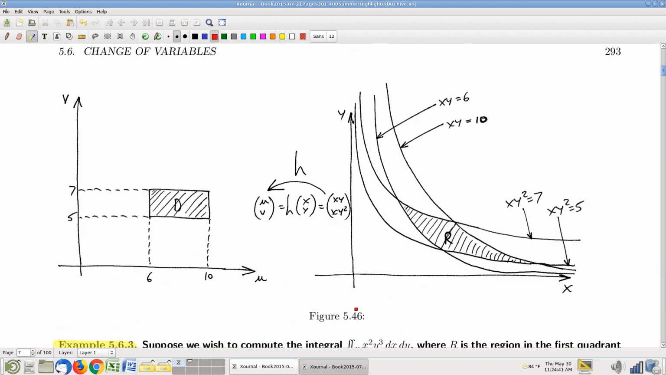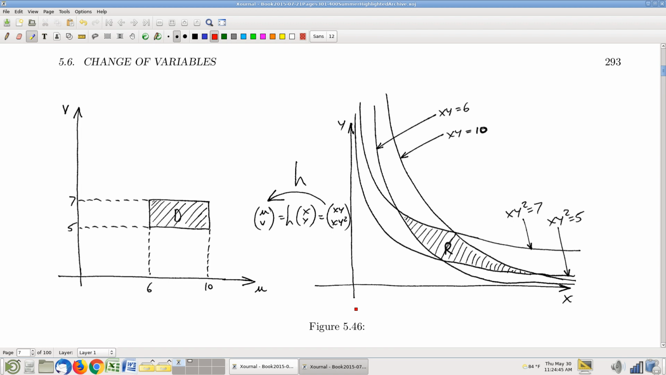Okay, here's another example. Now this one looks really hard. It ends up being not that bad. So the question is going to be that we want to compute some sort of an integral over this domain that's bounded between these 4 curves. And this looks so ugly.